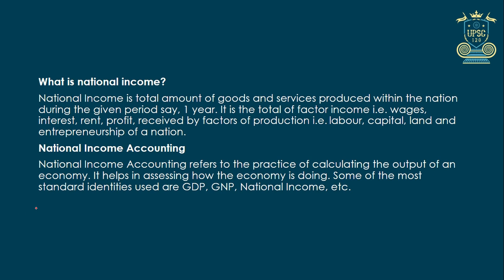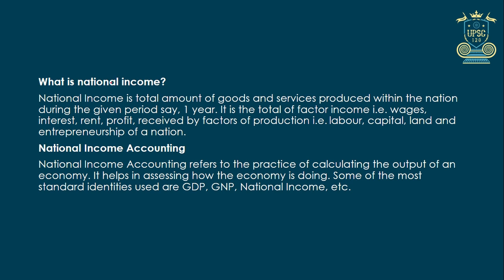First of all, what is national income? Now, national income is the total amount of goods and services produced within the nation during the given period, say 1 year. So within 1 year, how much is the cost of goods and services that is produced in the country, that is in general national income. Now, this is a very common or general definition for national income.